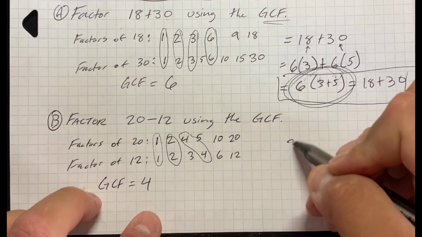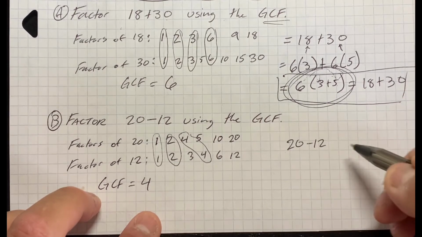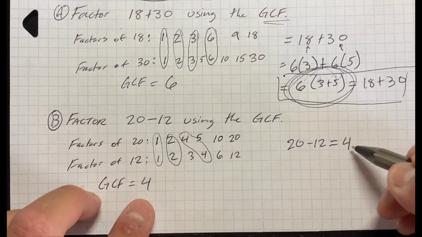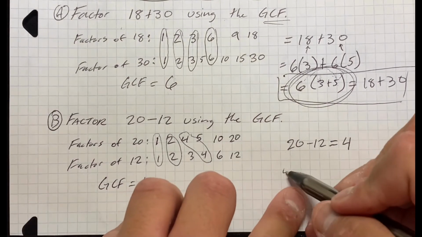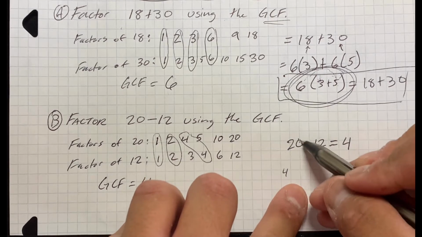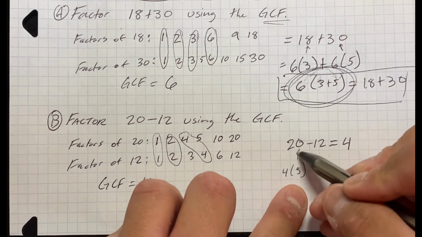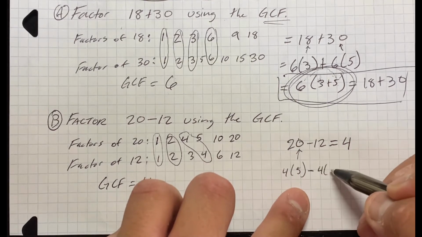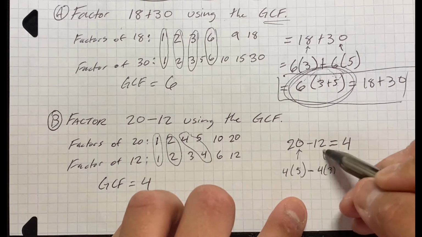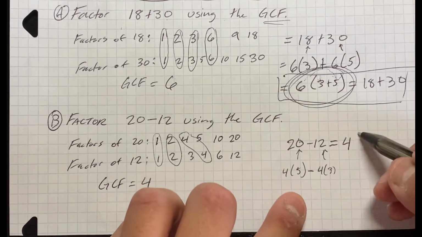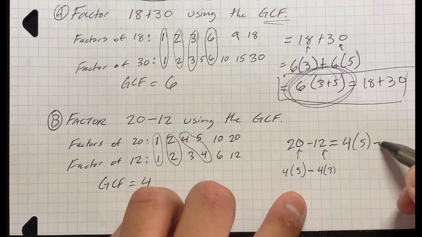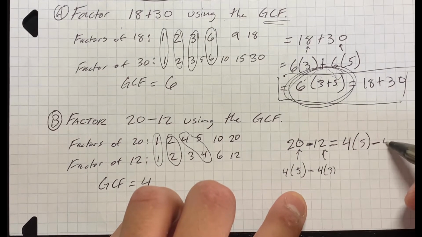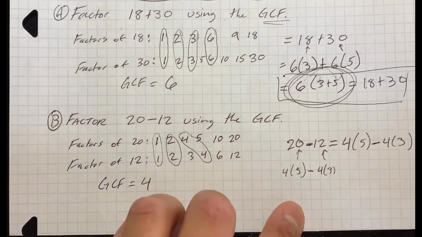So I'm going to rewrite this. 20 minus 12 is our numerical expression. So using the greatest common factor 4, what can we multiply to 4 to make 20? Well, 4 times 5 equals 20. Same thing. What can we multiply to 4 to make 12? Well, 4 times 3 equals 12. All right, so there you go. So 4 times 5 equals 20 minus, remember this symbol stays there, minus 4 times 3, okay?